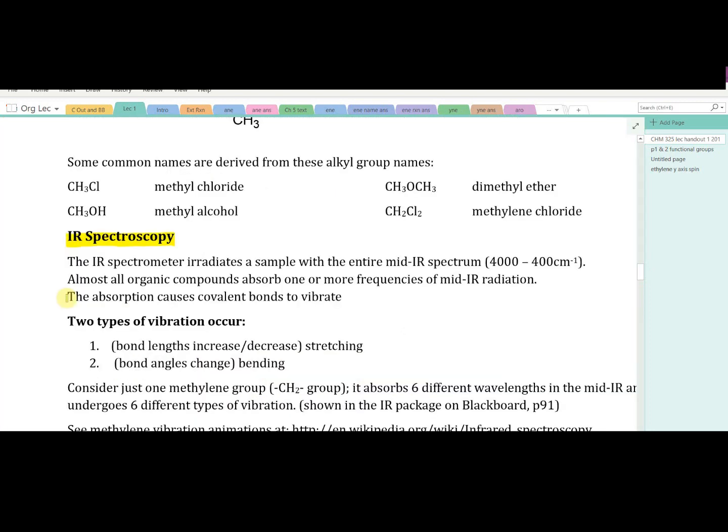When an organic molecule absorbs infrared radiation, it causes its covalent bonds to vibrate. And there are actually 2 kinds of vibration: stretching and bending. Stretching vibrations involve bond length increase and decrease, whereas bending vibrations change the bond angle. Take a look at some video clips from Wikipedia.